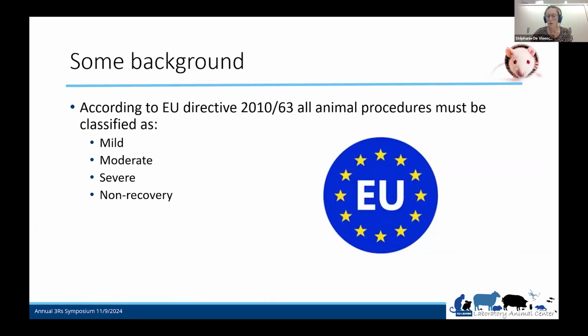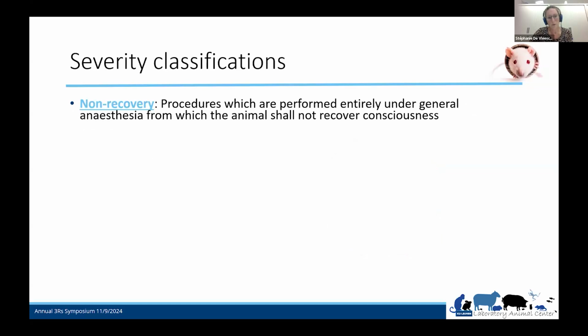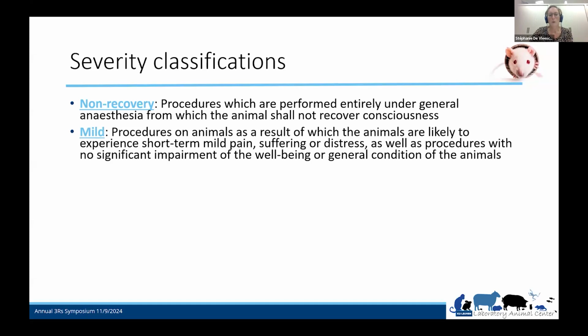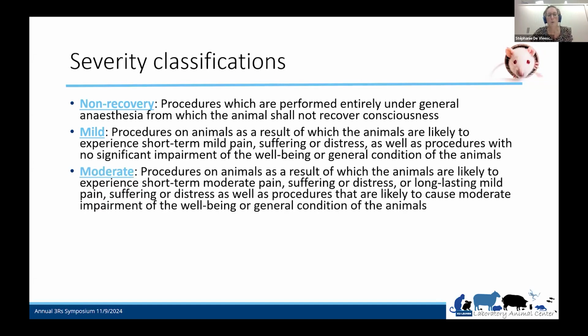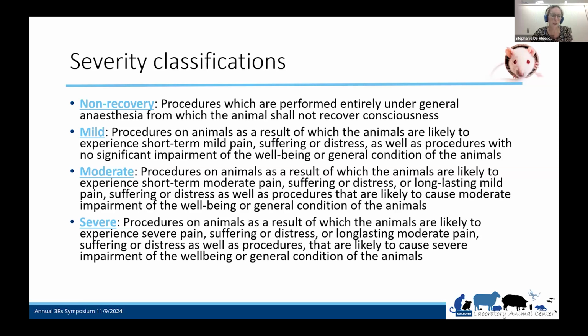And then a bit more on severity. I don't actually know how this is done in the US, but according to the EU directive, all animal procedures must be classified as mild, moderate, severe, or non-recovery. Non-recovery are procedures which are performed entirely under general anesthesia. Mild are procedures on animals as a result of which the animals are likely to experience short-term mild pain, suffering, or distress, or procedures with no significant impairment of the well-being or general condition of the animals. Moderate are then procedures on animals as a result of which the animals are likely to experience short-term moderate pain, suffering, or distress, or long-lasting mild pain, suffering, or distress. And then severe are, of course, those procedures where the animals may experience severe pain, suffering, or distress.